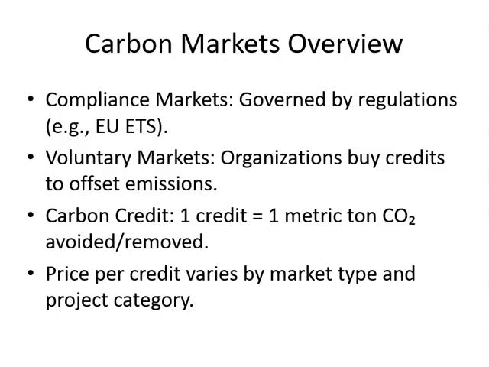We have two types of markets: the compliance markets, which are legally regulated, like the EU emissions trading system, and voluntary markets, where organizations buy credits to offset their emissions, such as Amazon, Facebook, and Google. One carbon credit equals 1 metric ton of CO2 either avoided or removed. The price per credit can vary hugely, from under $5 to over $100, depending on the quality, demand, and certification standards.